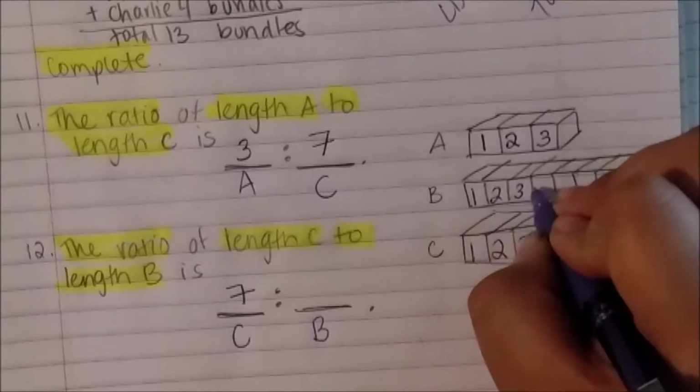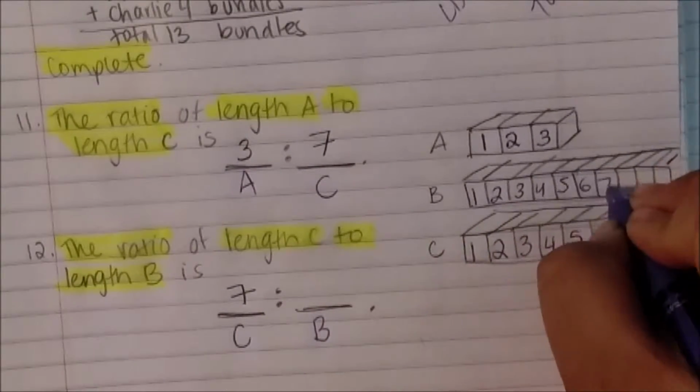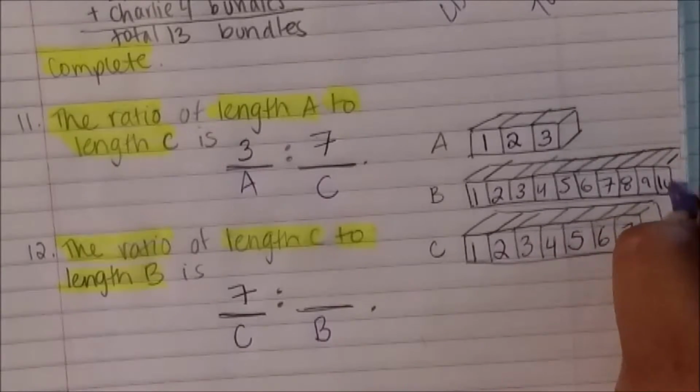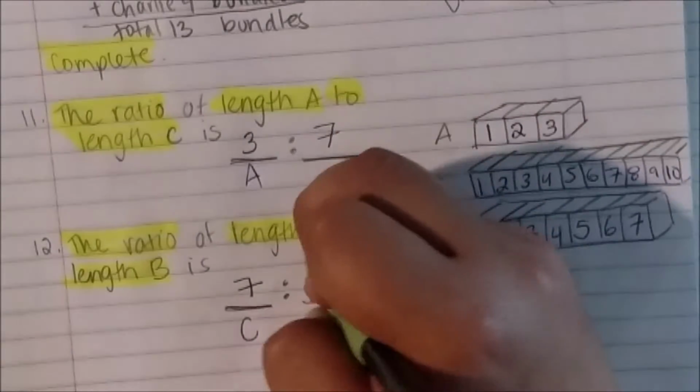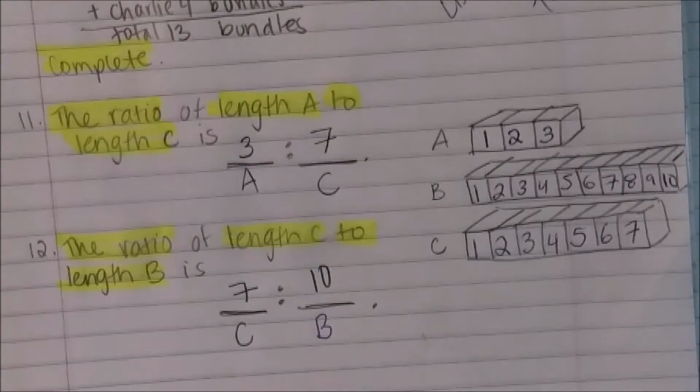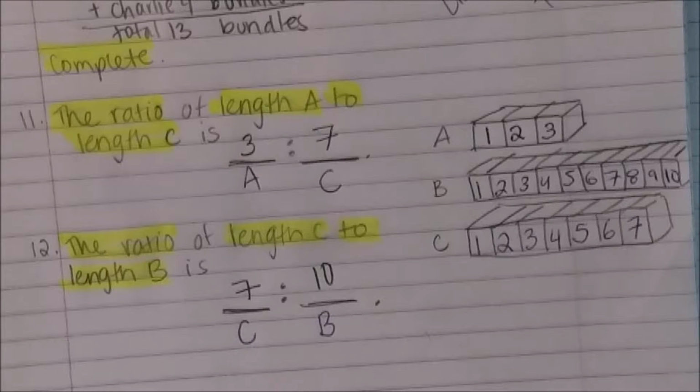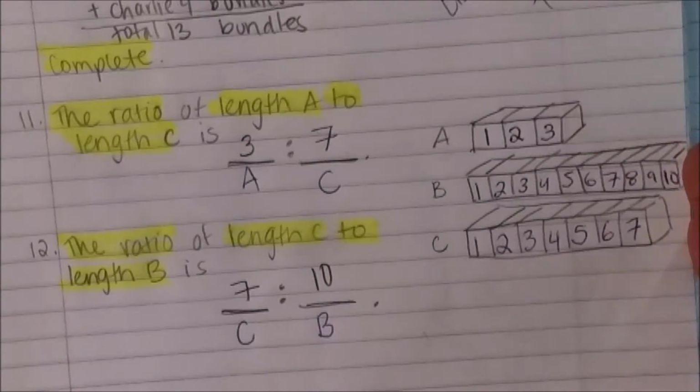1, 2, 3, 4, 5, 6, 7, 8, 9, 10. So there are 10 cubes in length B. So I'm just going to make sure and write that in. And so because I have all my blanks filled in, I am totally done with the question. Again, we can compare ratios using quantities like pencils, or we can compare it using lengths like cubes.